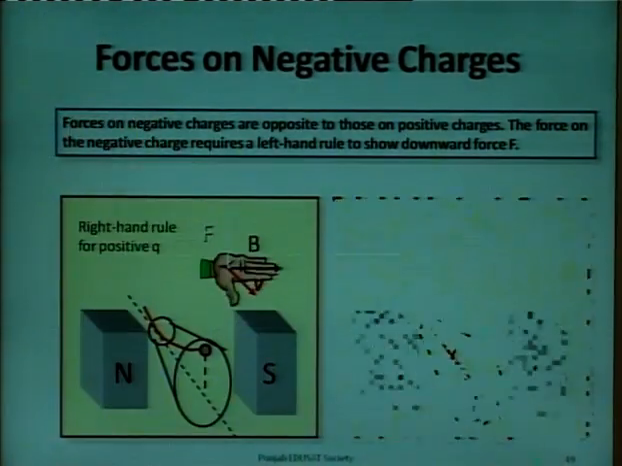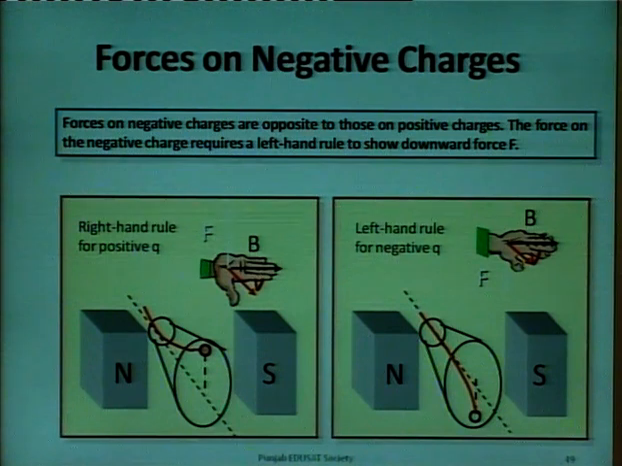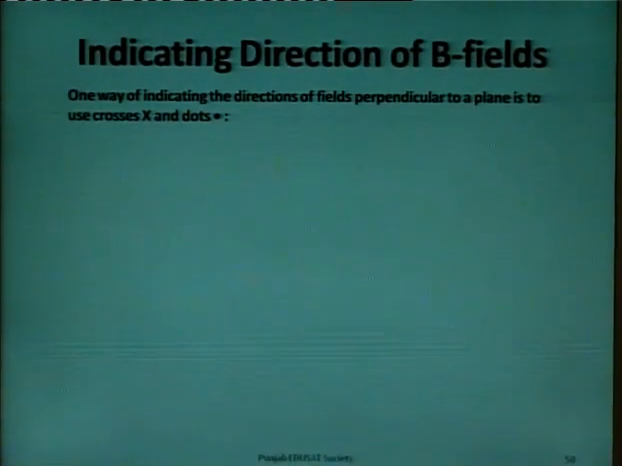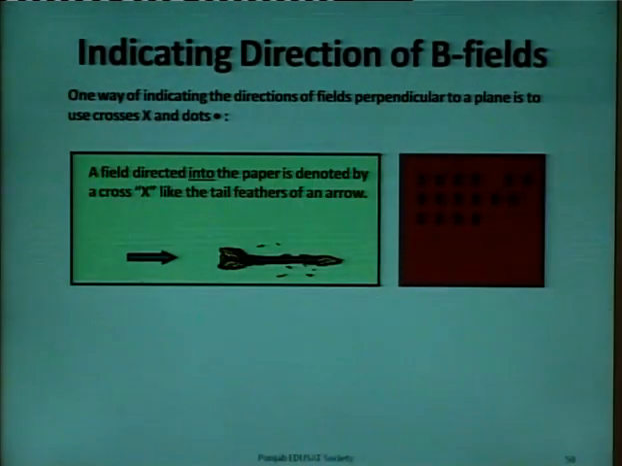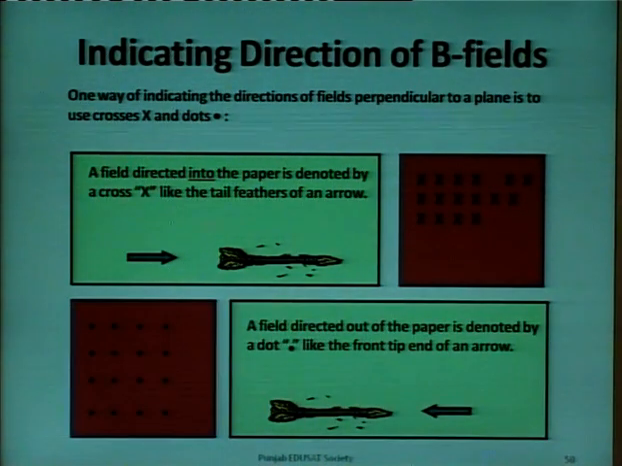Then the forces on negative charges. Then indicating the direction of the B fields. A field directed into the paper is denoted by a cross, like the trail feathers of an arrow. A field directed out of the paper is denoted by a dot, like the front tip of an arrow.